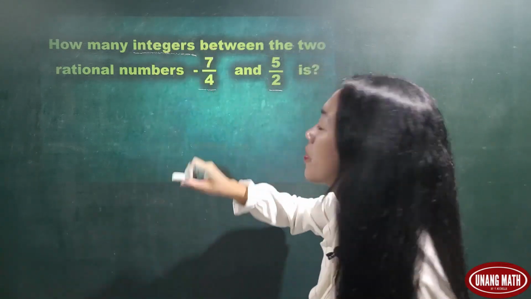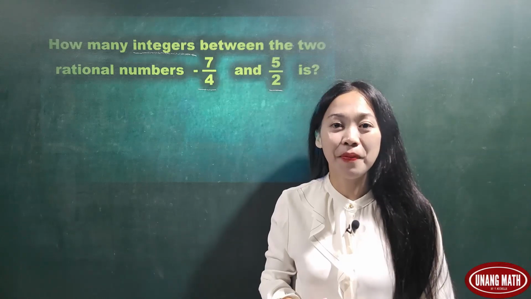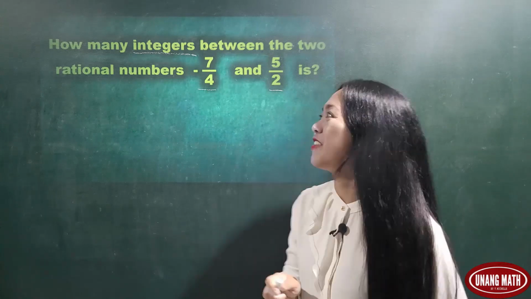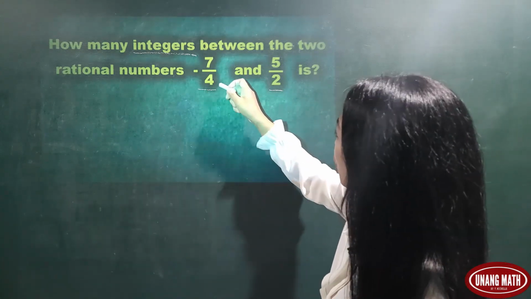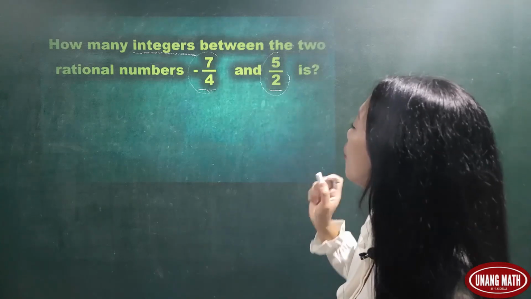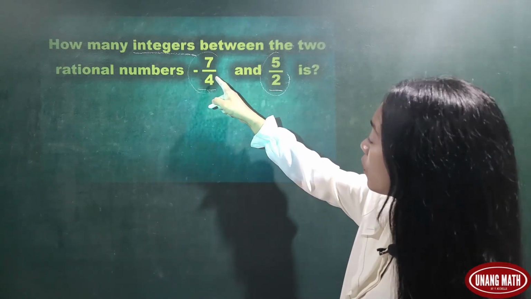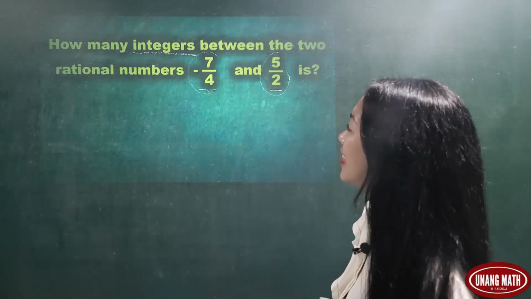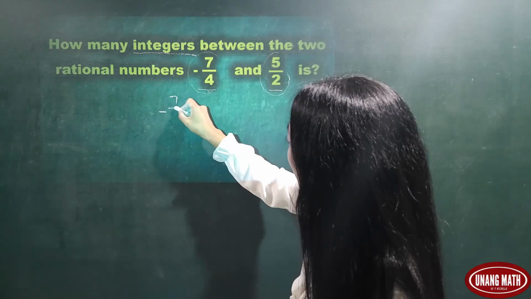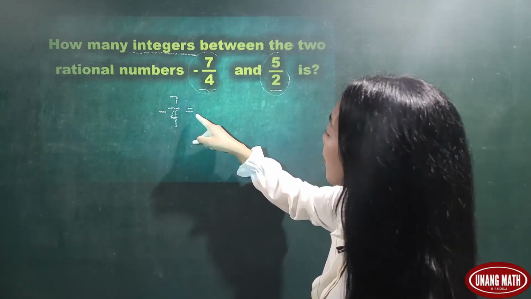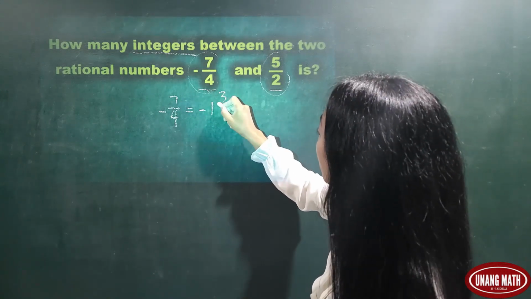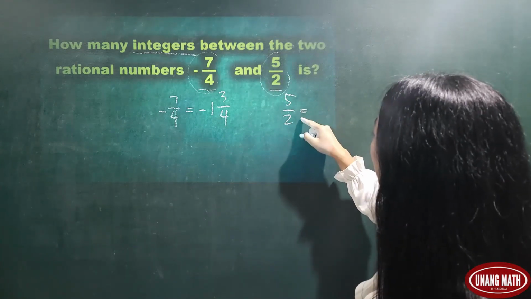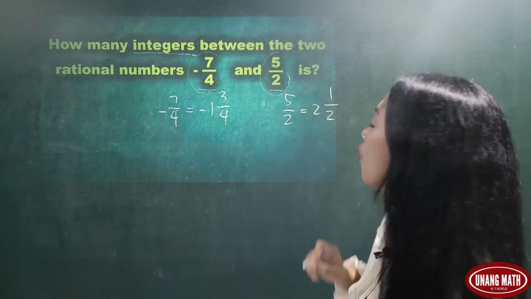Remember, integers are exact whole numbers, positive and negative exact whole numbers, including 0. So we will find how many integers are between these two rational numbers. First thing we need to do is convert these two rational numbers to mixed fractions. Let's start with negative 7 over 4. As a mixed fraction, this is negative 1 and 3 over 4. 5 over 2, converted to a mixed fraction, is 2 and 1/2.